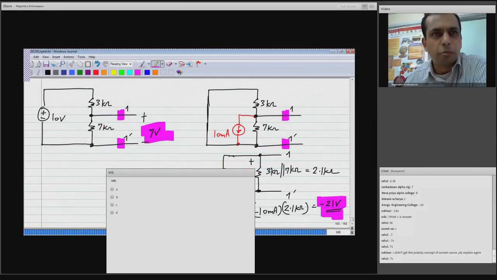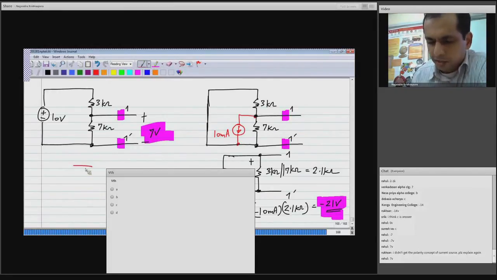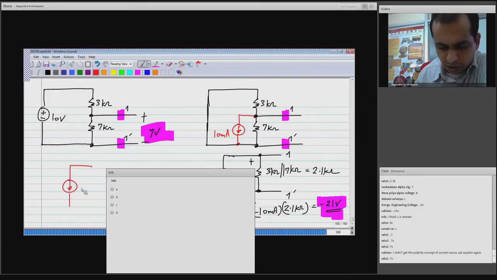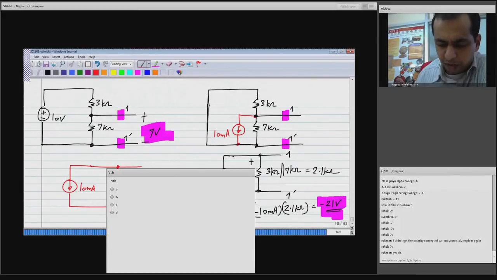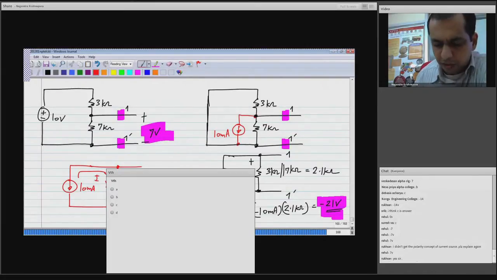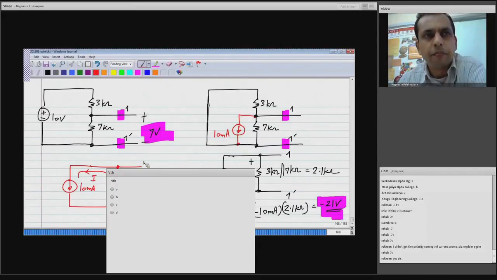Now there is a question about the polarity of the current source. I think you got the answer right anyway. So what I am saying is that if you have a current like this, and then you have a resistance, the voltage measured with this polarity will be minus I times R. If the current I is flowing like that, the voltage in this polarity will be IR. Now, if the current is in the opposite direction, which it is, it will be minus IR. That's all I said. Okay? Is that clear?